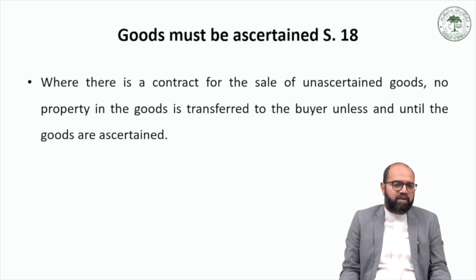Now to take up the general rule as provided under section 18, it lays down that the goods must be ascertained. Where there is a contract for the sale of unascertained goods, no property in the goods is transferred to the buyer unless and until the goods are ascertained. So it makes a strong rule that there could be no transfer of property with regard to unascertained or unspecific goods. First and foremost, what has to be done is to convert unascertained or unspecific goods to ascertained or specific goods. Only then the transfer of property can take place.